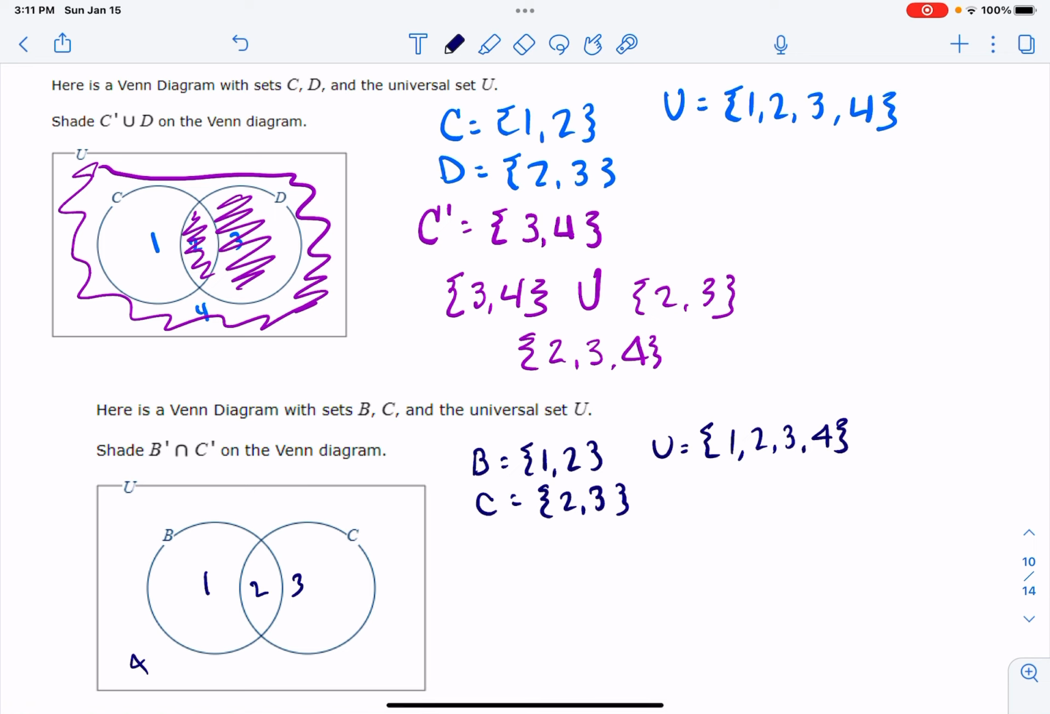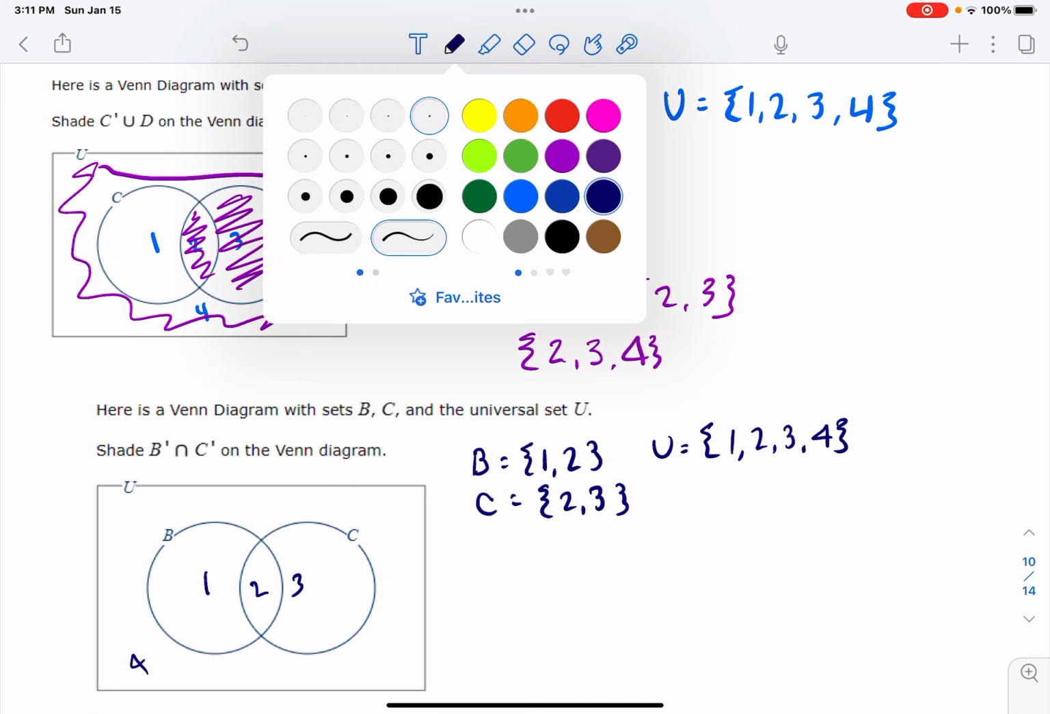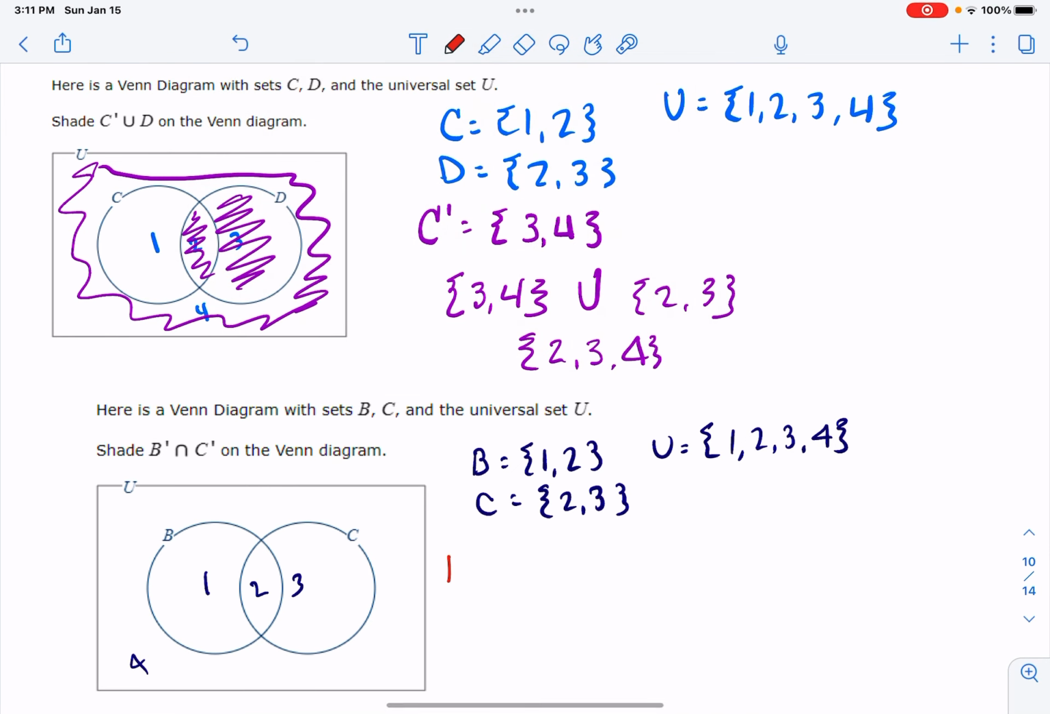Okay, so not B. I've got to figure out not B first, so everything that is not in B. B is 1 and 2, so not B would be 3 and 4. And not C. C is 2 and 3, so not C would be 1 and 4.